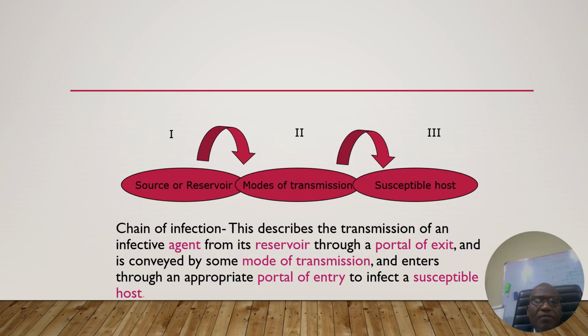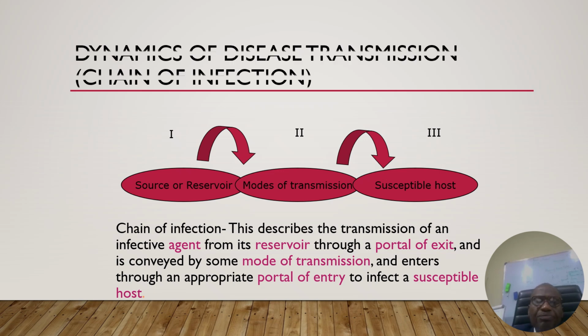Now, if we look at another term, chain of infection, it describes the transmission of an infective agent from its reservoir through a portal of exit and is conveyed by some mode of transmission and enters through an appropriate port of entry again to infect a susceptible host. This is the dynamics of disease transmission as depicted in the diagram above.